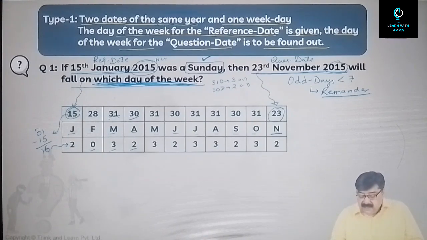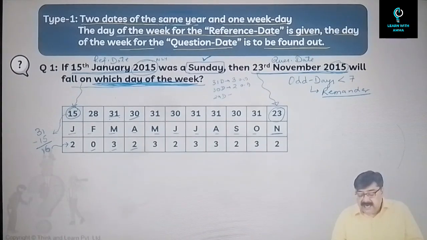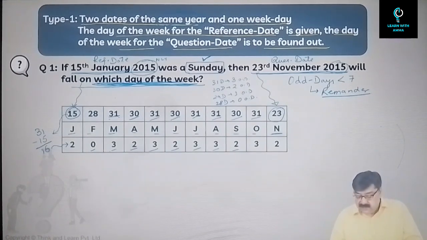And similarly, any month which has 29 days in it, that is February in a leap year, will have 1 odd day. And any month which has 28 days in it, that is Feb in a non-leap year or an ordinary year, will have 0 odd days. So again, 31 here gives you 3, 30 is 2, June, July 31, so 3, August 31, so 3, September 30, so 2, 31 days in October gives you 3 odd days.